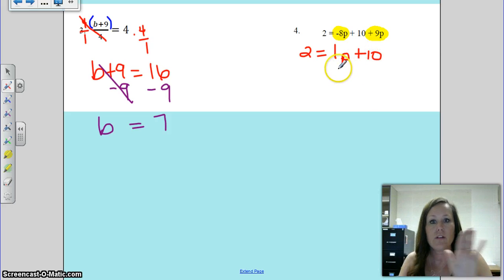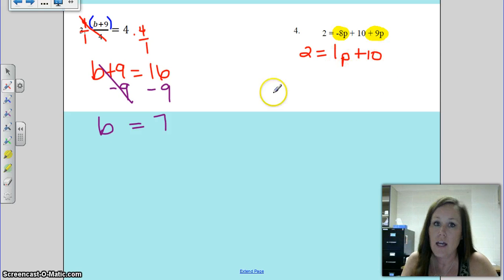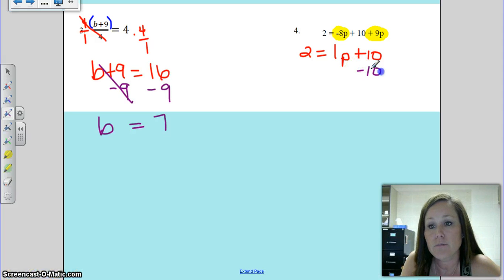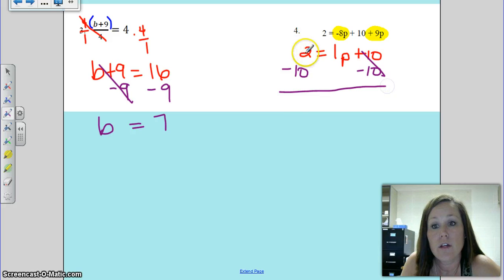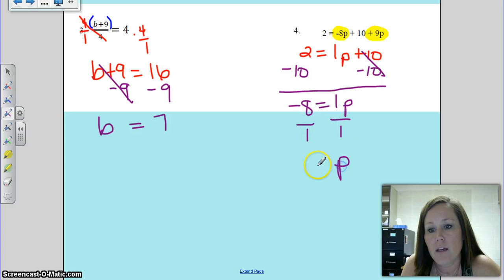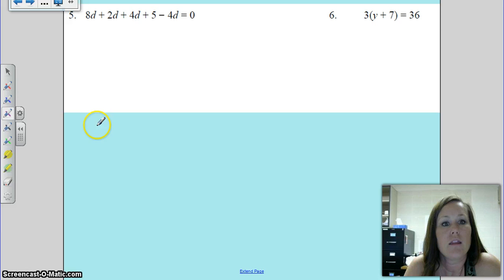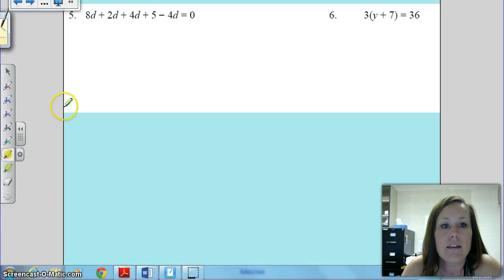Now I can deal with the 10 and the 2. I'll move this 10 over to the left side of the equal sign so that p is isolated. I'm subtracting because it was positive. 2 minus 10 is negative 8 equals 1p. Divide by 1, divide by 1. p equals negative 8. Good thing I got it right. Okay? Let's keep going.